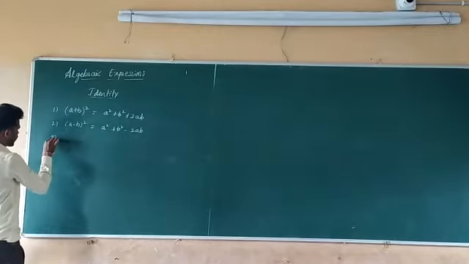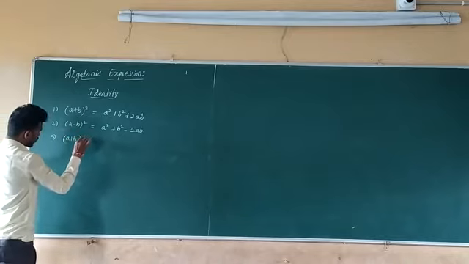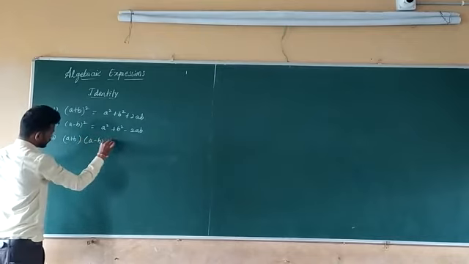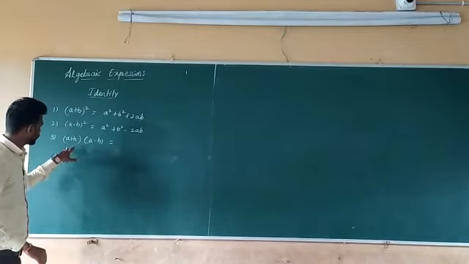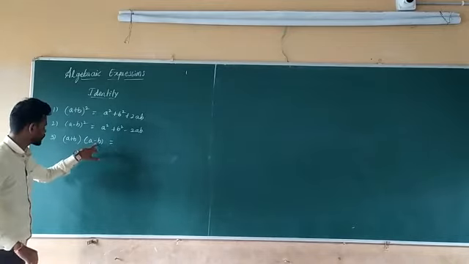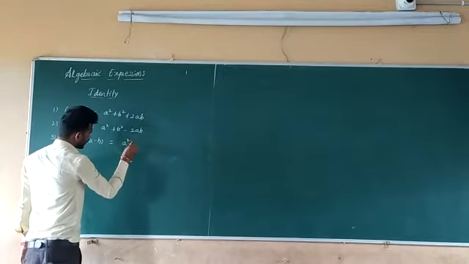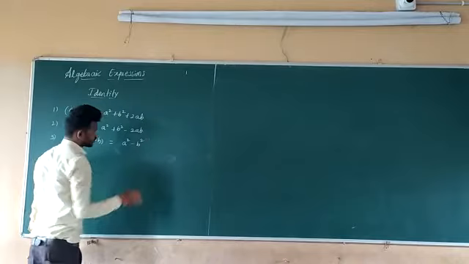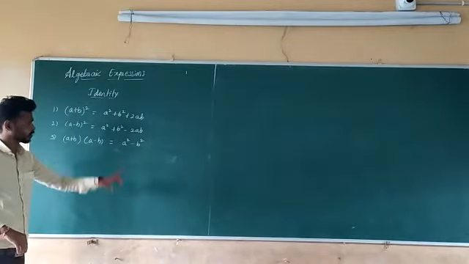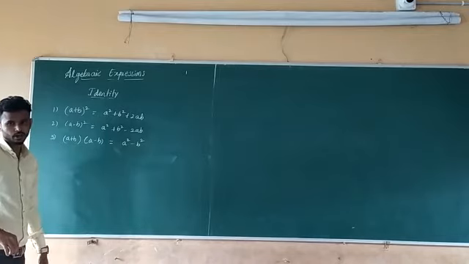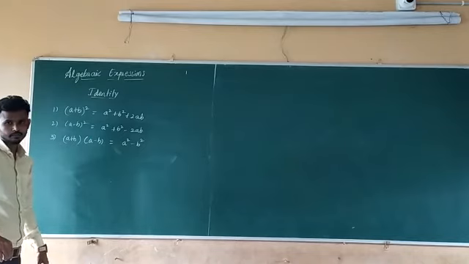And the third one is (a + b) into (a - b). This is a multiplication of a binomial by a binomial. But if both terms are the same with different signs, that is a plus b and a minus b, then you can directly write it as a square minus b square. So (a + b)(a - b) equals a square minus b square, or a square minus b square equals (a + b)(a - b).